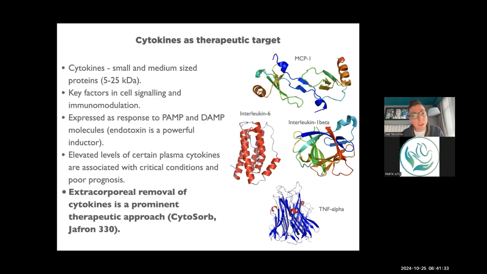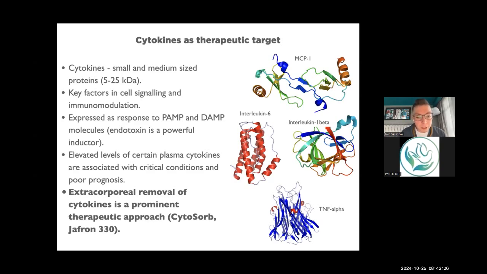What if we consider as a main therapeutic target the downstream cytokines, not the primary trigger, but secondary triggers? Cytokines are key factors in cell signaling and immunomodulation. They are expressed as a response to endotoxin and other DAMP and PAMP molecules, such as cytokines or other cell debris. They are very different in their biological function, but they are pretty much common in their size. And this makes it possible to make a porous structure with a narrow distribution of pores, which will be capable of their removal from the bloodstream.